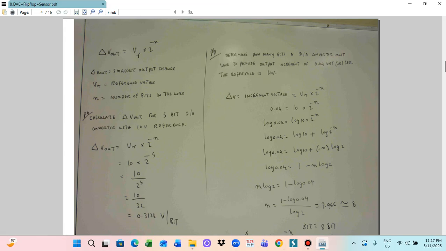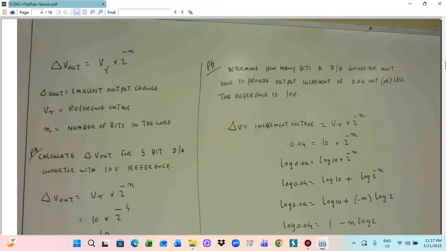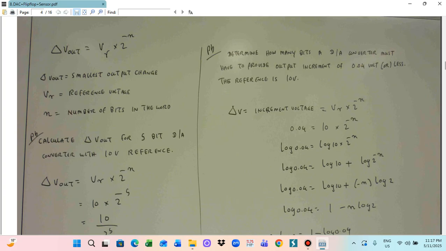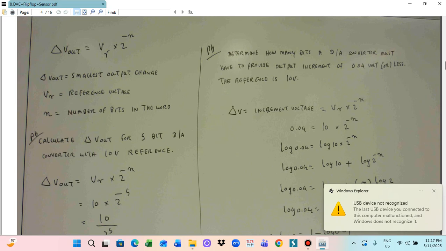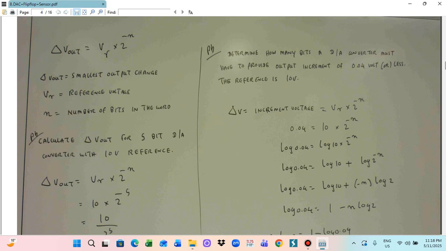The next one: determine how many bits the digital to analog converter must have to produce an output increment of 0.04 volt or less. The reference voltage is 10 volt. In this case, the increment is 0.04, so delta V equals 0.04 volt. We write down the equation: VR multiplied by 2 power minus n, so 0.04 equals 10 into 2 power minus n.